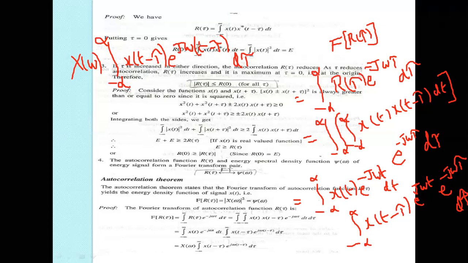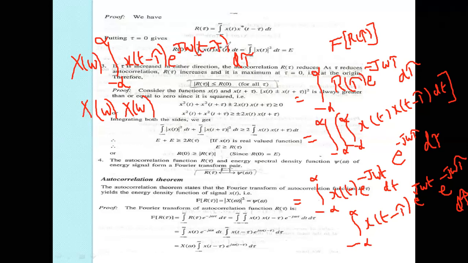x of t minus tau, e power minus j omega (t minus tau) d tau. Here the samples are delayed, and e power minus j omega t is also delayed. The same thing, now X of omega is the same value, or if it is a conjugate, you can take it with the delayed version x of t minus tau and e power j omega (t minus tau).